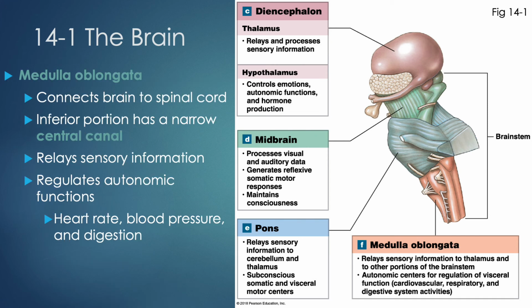The medulla oblongata is even further inferior to the pons, and it is the most inferior component of the brainstem. So it connects the brain to the spinal cord. The inferior portion of the medulla oblongata has a very narrow central canal, and that central canal is going to persist throughout the spinal cord as it proceeds down the vertebra. And that central canal, of course, has blood vessels in it that allow materials to diffuse out to supply the spinal cord with nutrients and oxygen and other gases.